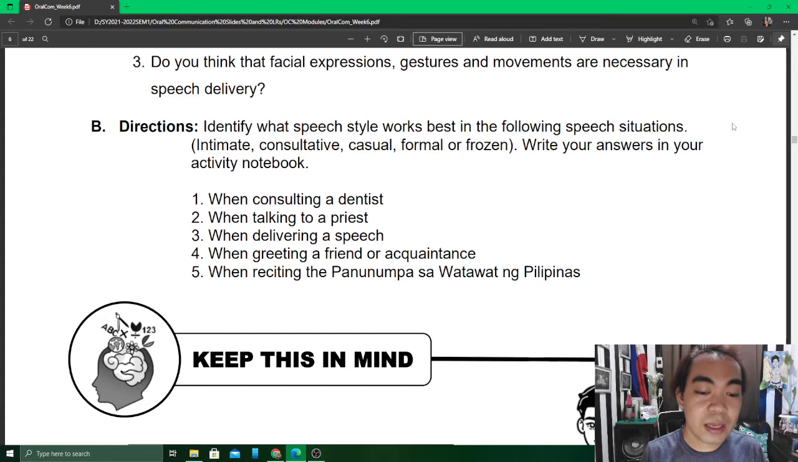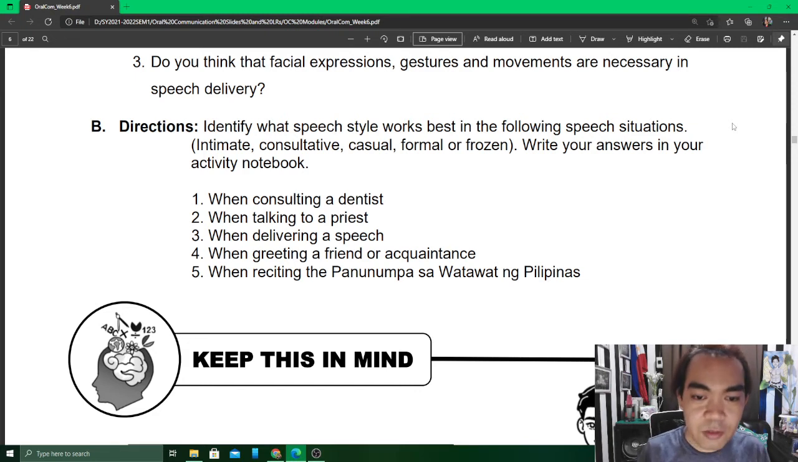Number 5, when reciting the panunumpa sa watawat ng Pilipinas, which we did face-to-face at first during flag ceremonies. Actually, we do this in virtual flag ceremony too, but I know in some virtual flag ceremonies, some do not sing the national anthem or recite the pledge. Some are not even awake yet. So, in cases when we do this face-to-face, in actual, what speech style fits when we recite the panunumpa sa watawat ng Pilipinas?